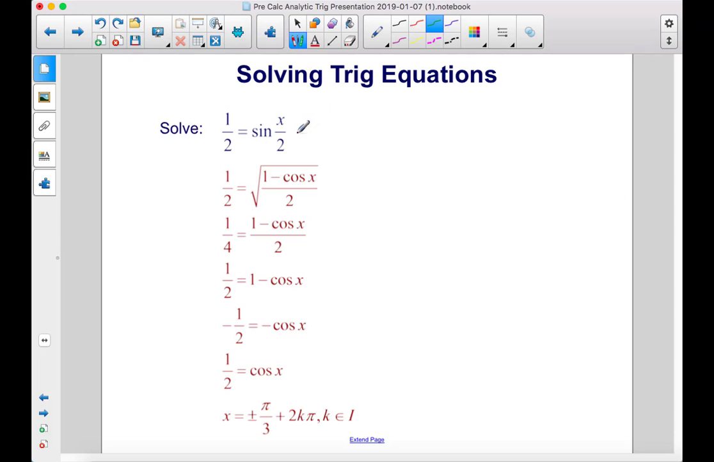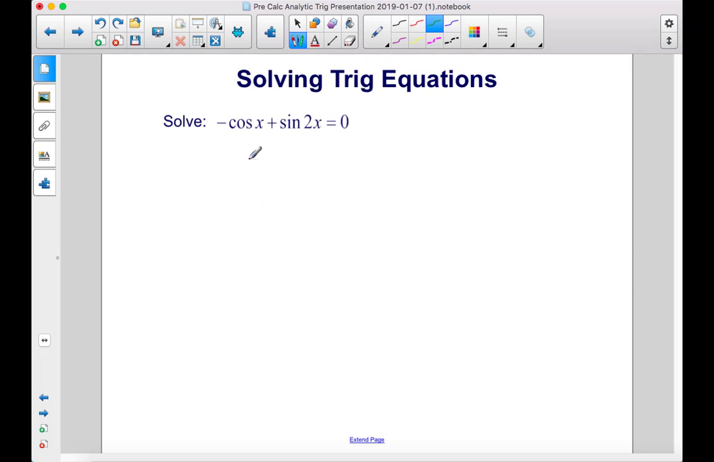We use our half angle identity to replace sine of x over 2 with the square root of 1 minus cosine x over 2. Then we square both sides to get rid of this square root. And then we solve for cosine x. So we're going to multiply both sides by 2. Then we're going to subtract 1 from both sides, and then divide both sides by negative 1. We get cosine x equals 1/2. Therefore, x equals positive or negative pi over 3 plus 2k pi, where k belongs to the set of integers.